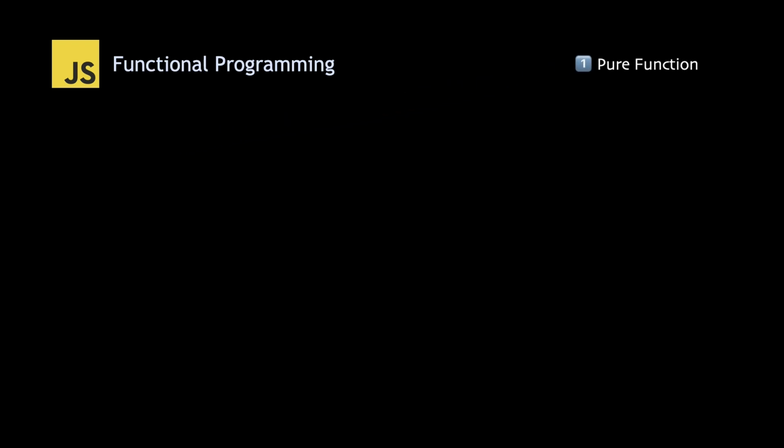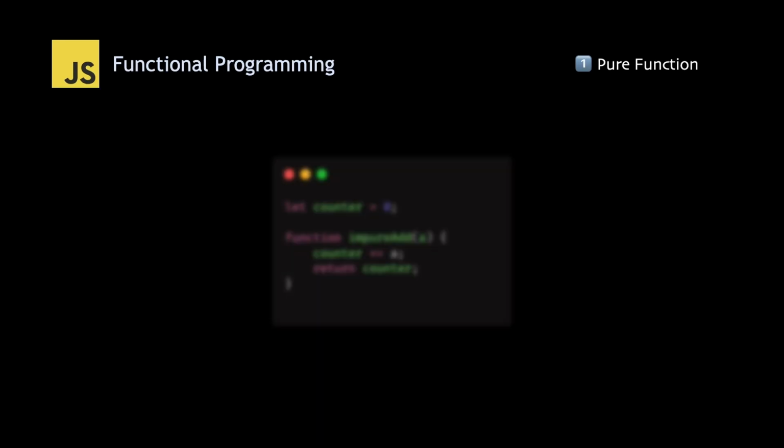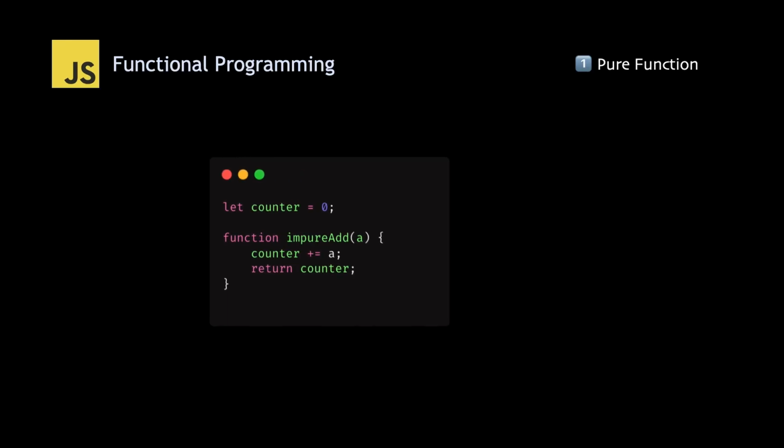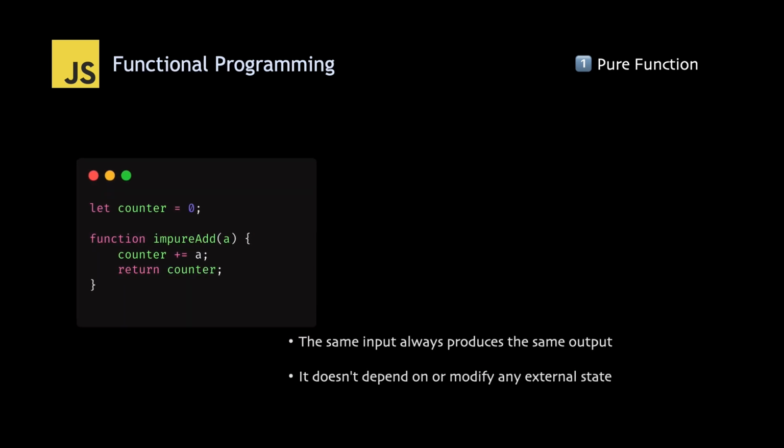Pure functions. Imagine if every time you made a sandwich, it was exactly the same sandwich. That's what pure functions do. Here the given function is impure, not because the function name is impure, but because it modifies an external state counter. Another reason being, its return value depends on previous calls, not just its input. This makes it unpredictable because the same input A might not always produce the same output.